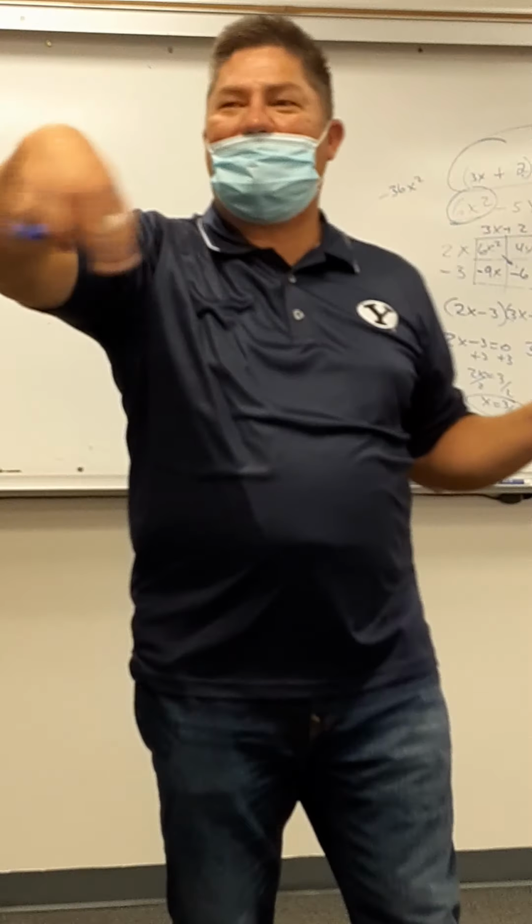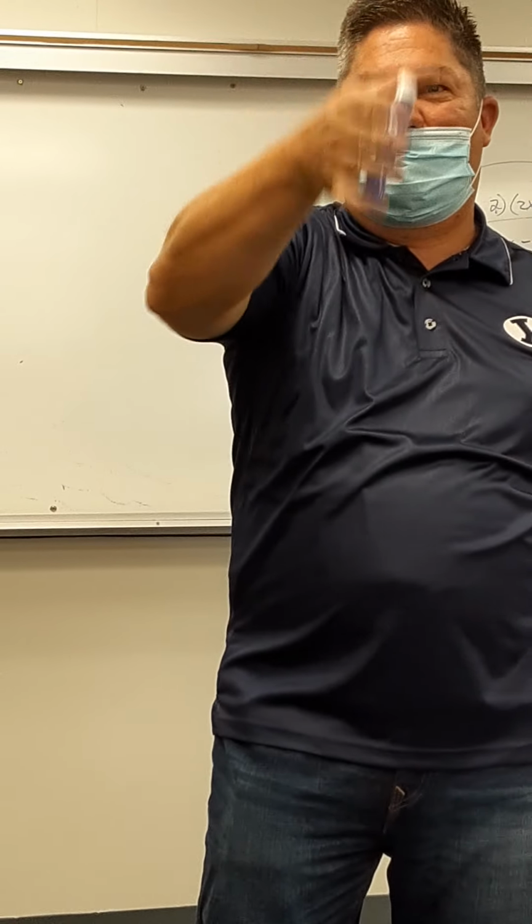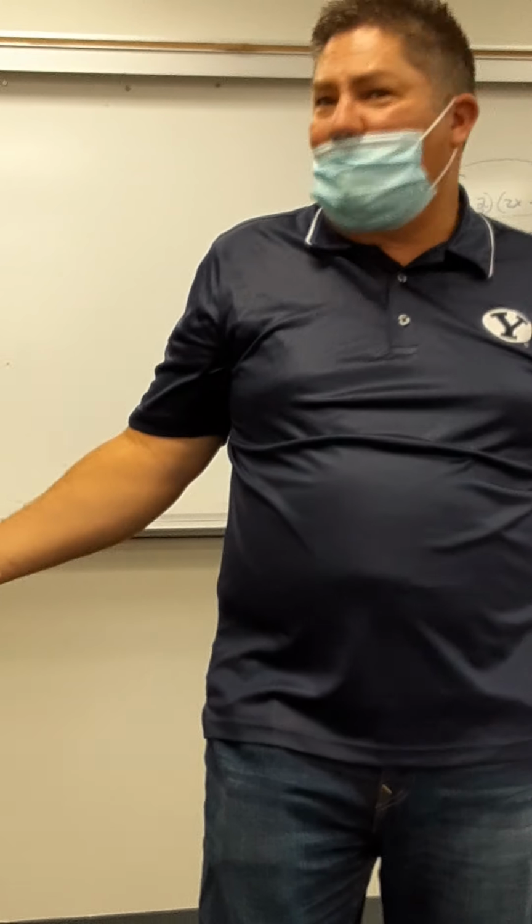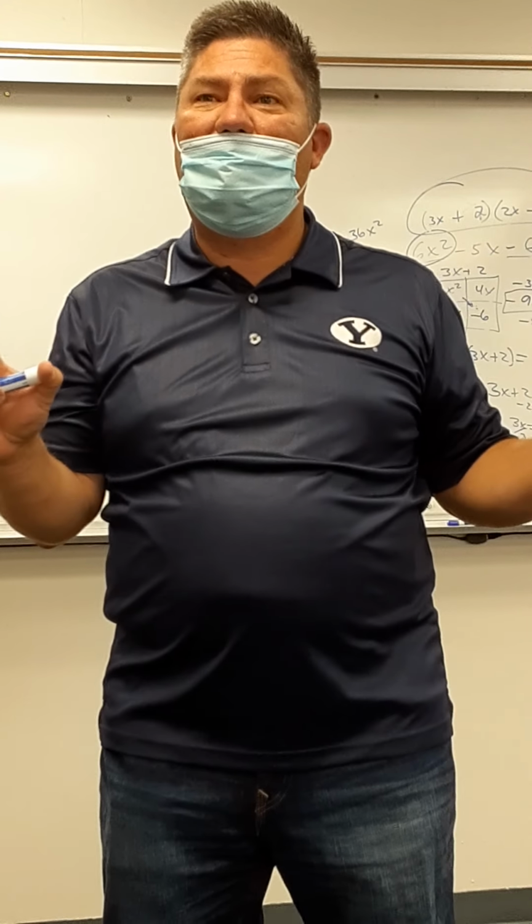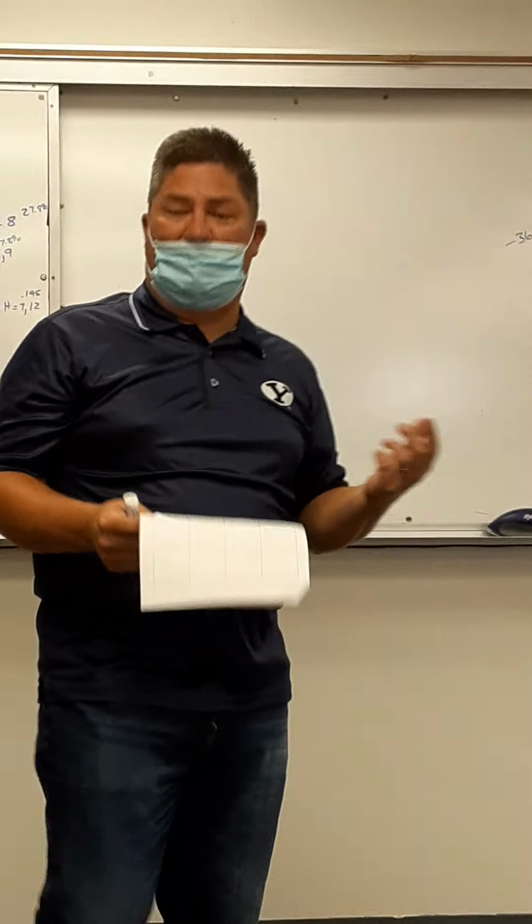I can factor out a 2 right off the bat, and it'll become a coefficient of 1. You with me? So that's why I'm really not going to do 39. But I will do 40. 40, I'm going to have to do a box method.